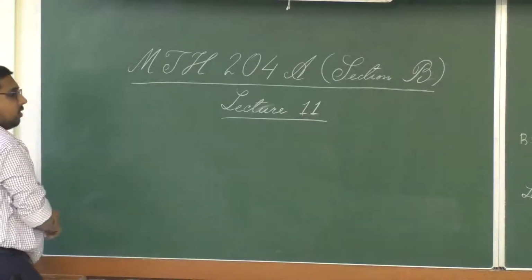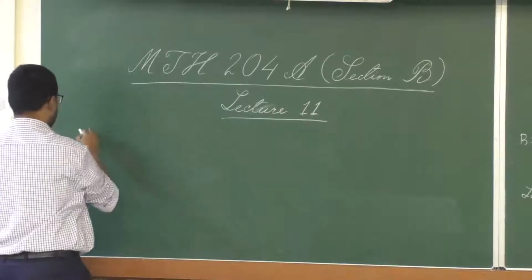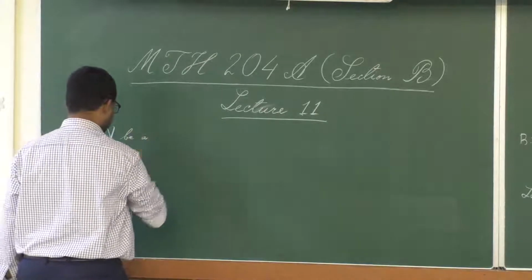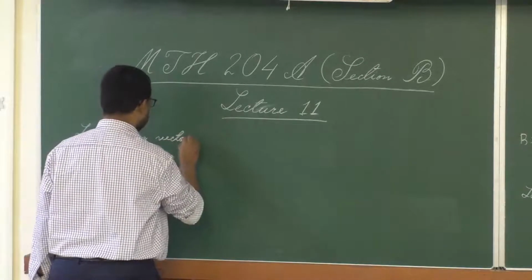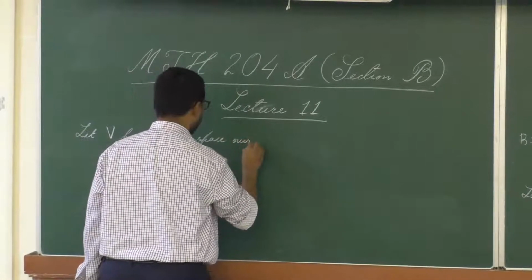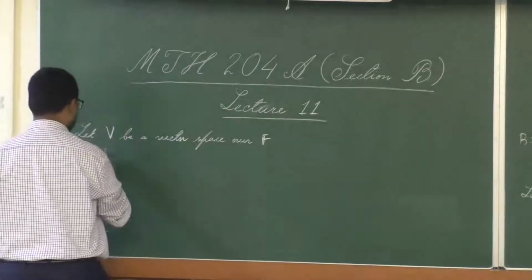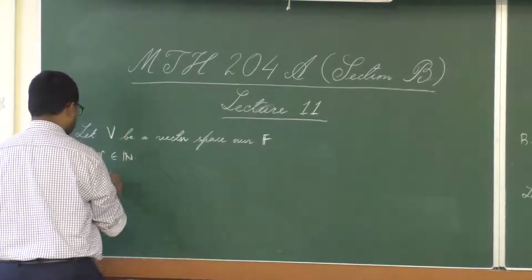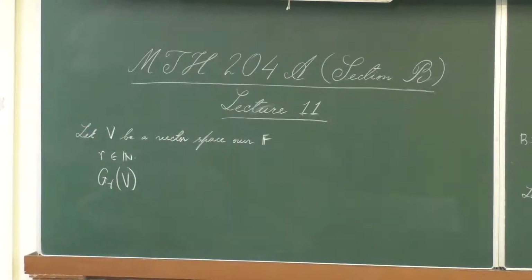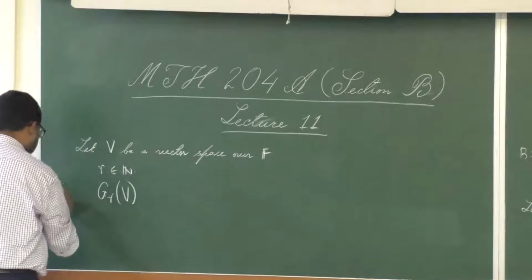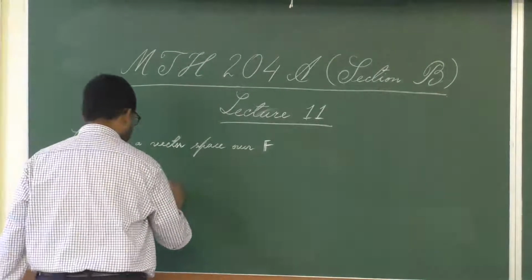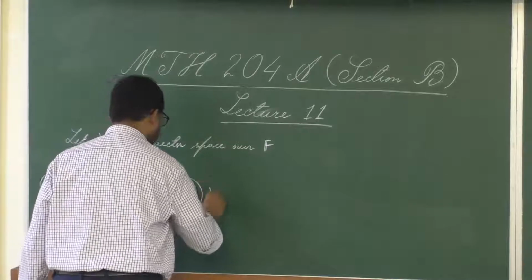So let me put it this way: let V be a vector space over F. Whenever necessary, we will assume it is finite dimensional. Let r be a positive integer. We consider the set of all r-dimensional subspaces of V, and it's quite clear that GL(V) acts on that in the most natural way: A and W go to AW.